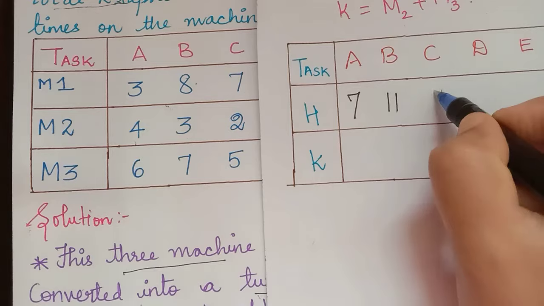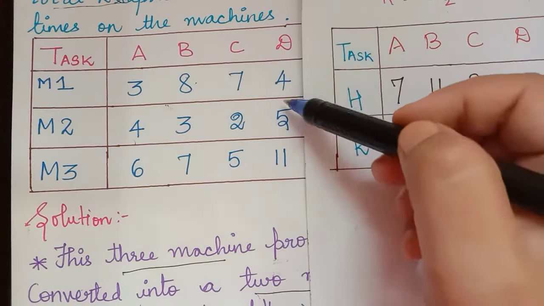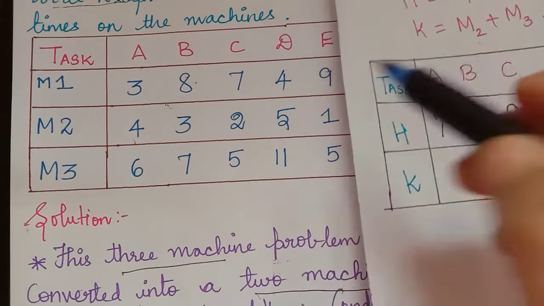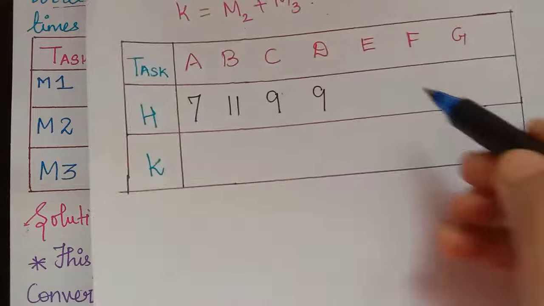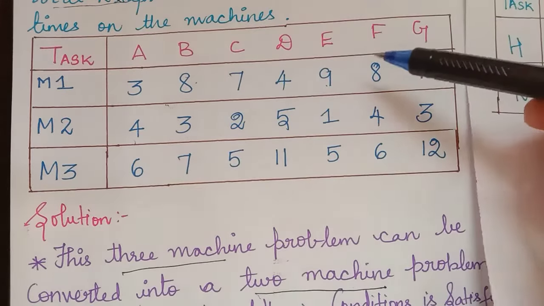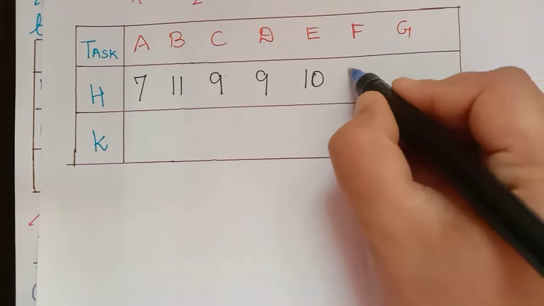So that will be 9. So we have to write that 9 here. Next for D, it is 4 plus 5, which is 9 again. So 9 here. And for E, it is 9 plus 1, so it will be 10. And for F, it is 8 plus 4, so that will be 12, and that we have to write here.